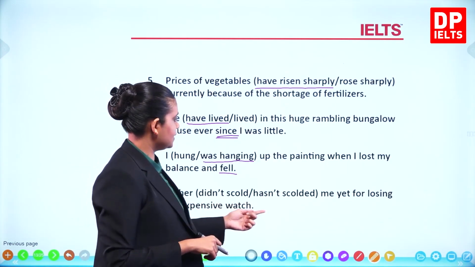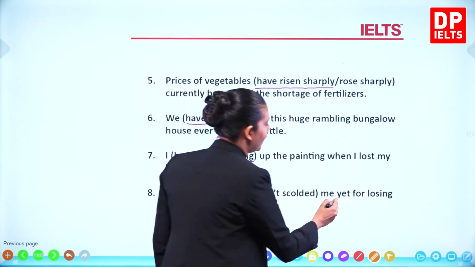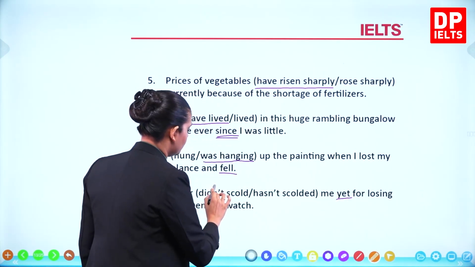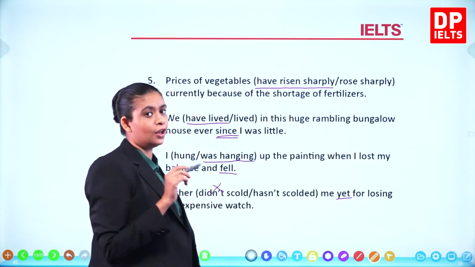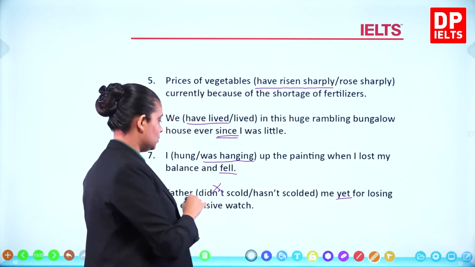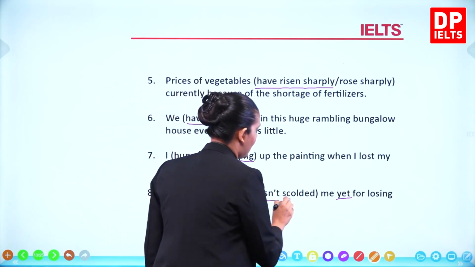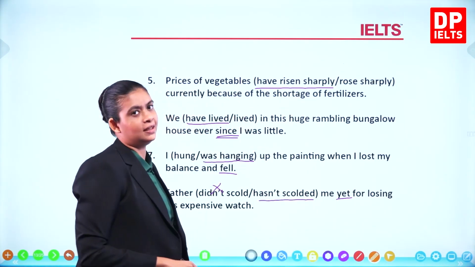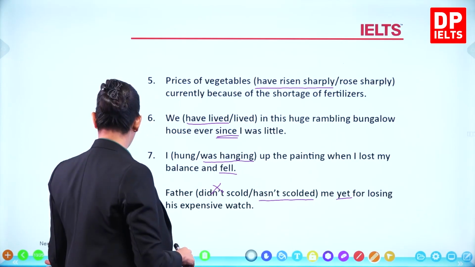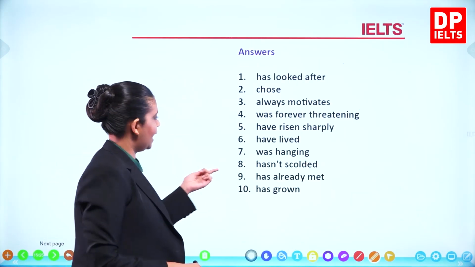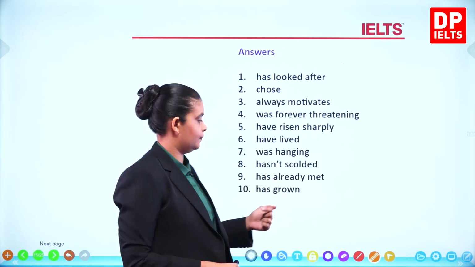Didn't scold, hasn't scolded. When you have yet, you always know the simple past tense cannot come. So therefore, father hasn't scolded me yet. So the answer is hasn't scolded.